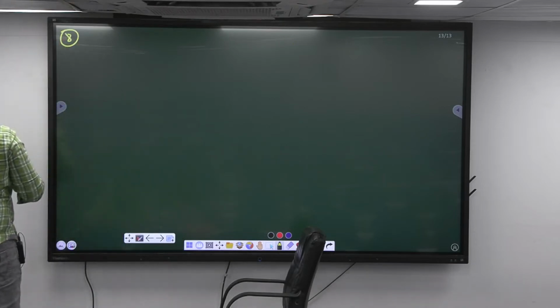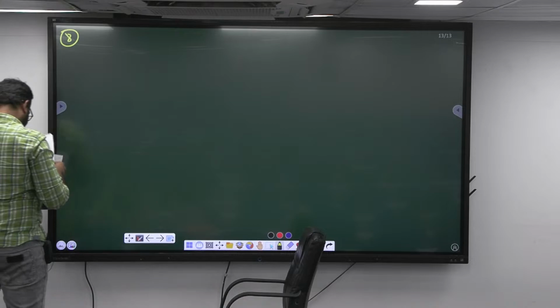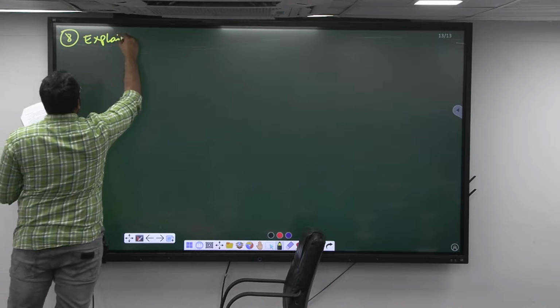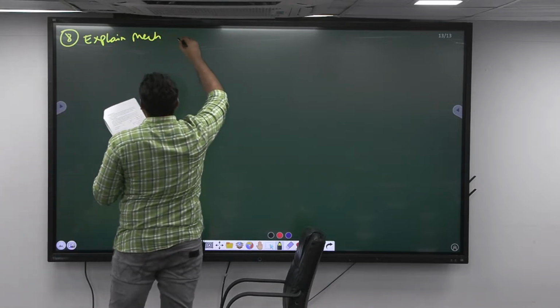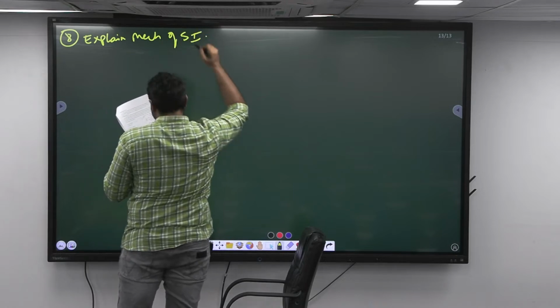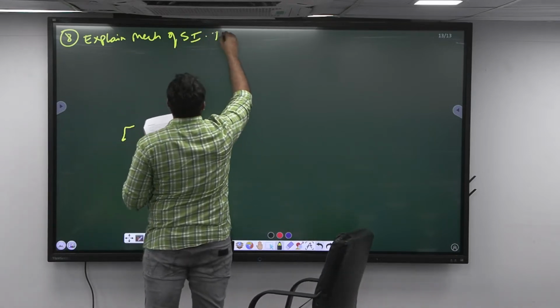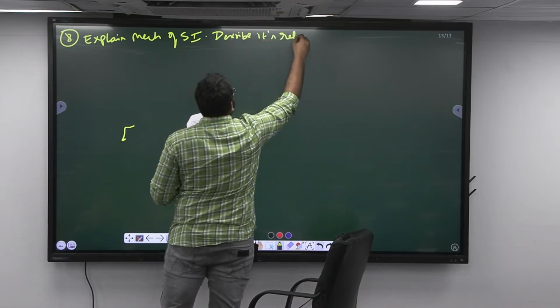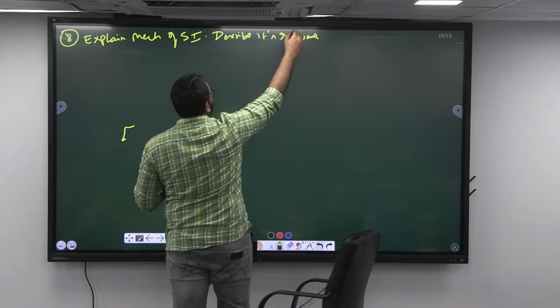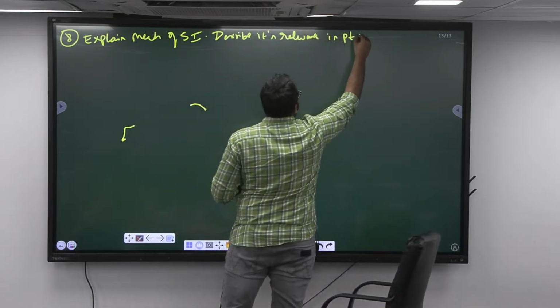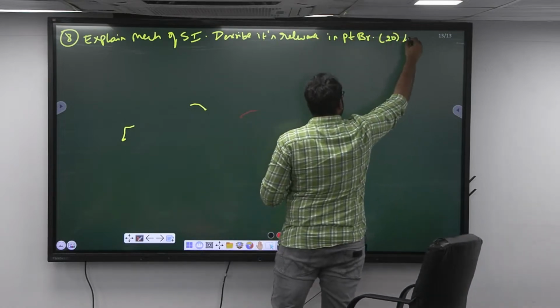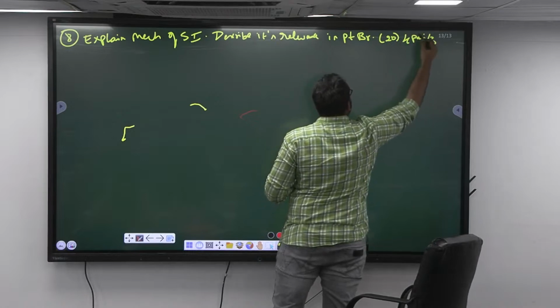It is self-incompatibility. Explain the mechanism of self-incompatibility. Describe its relevance in plant breeding. And this is for 20 marks. So 4 pages would be there, or else 3 pages would be there.